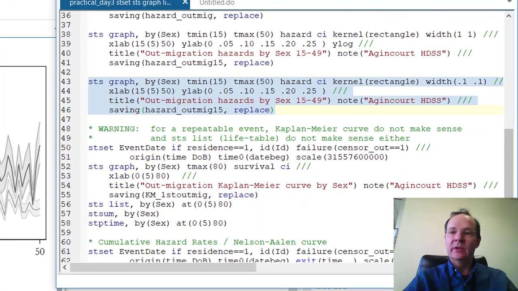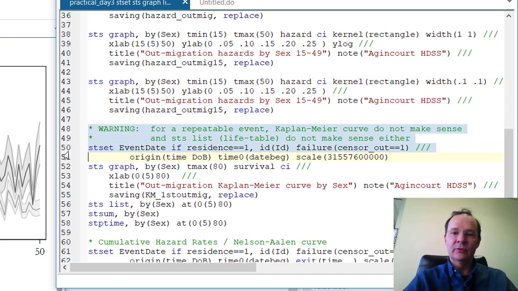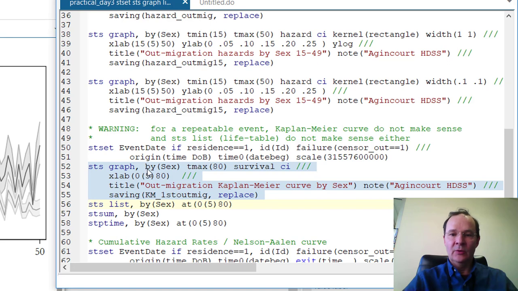Now, we worked with a renewable event here. Out-migration can be repeated for the same individual. Now, I would like to introduce some graphs that are used for non-renewable events. In that case, I have to stset the data for non-renewable events. This is how we do it. And after this is done, we can display a Kaplan-Meier curve for the first out-migration from Agincourt HDSS. So let's look at the options here.